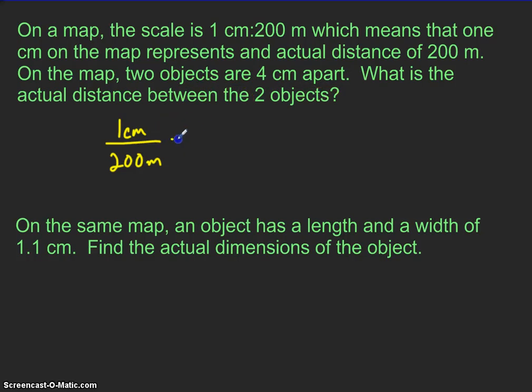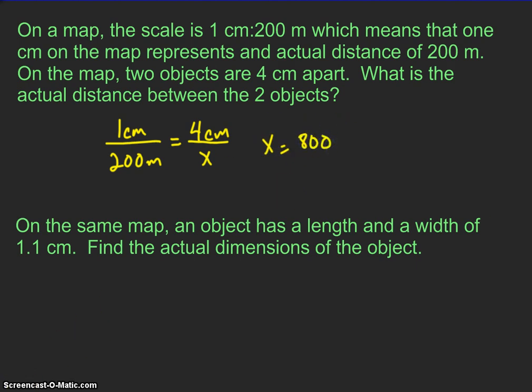Well, to solve this, we probably could do this in our head, but to set it up, we could set up a proportion like we did in the last section. I've got centimeters on top, and I'm given centimeters, so I have to match centimeters to centimeters. And I'm looking for the actual distance, which is going to have to be in meters. Then I can cross multiply. I've got 1x equals 4 times 200, which is 800.